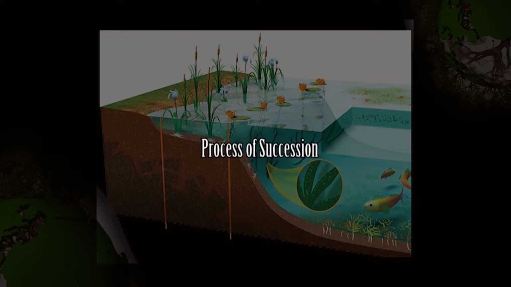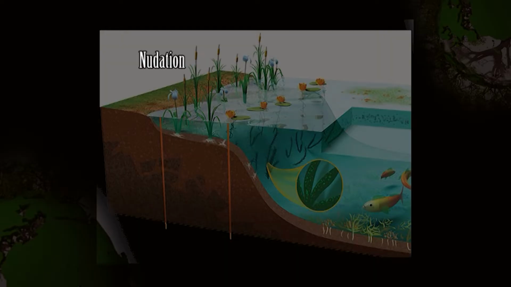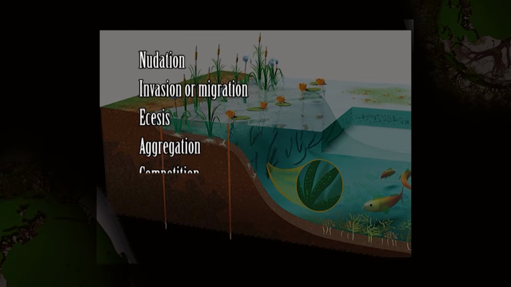Now dear students, let us discuss something about the process of succession. The process of succession involves 7 stages for its completion. It is nudation, followed by invasion or migration, followed by ecesis, followed by aggregation, then competition, reaction and finally stabilization.